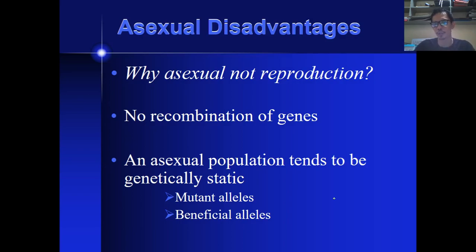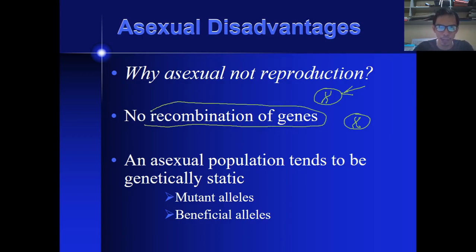Why no recombination of genes? Because the daughter cell will just copy what is in the parent cell. You just need one individual, and whatever traits that individual has will be copied by the offspring. So there are no changes, and therefore no recombination of genes happens along the way. Alright, so that is a disadvantage.